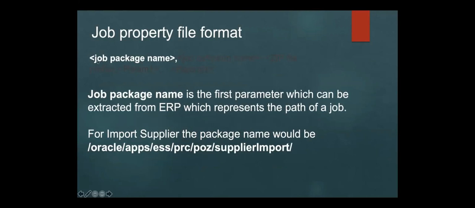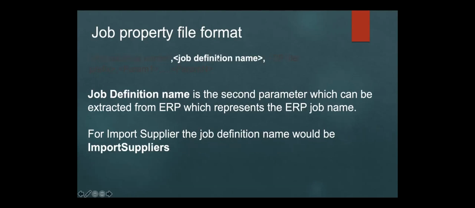So the properties file format is job package name as the first parameter, which can be extracted from the ERP and represents the path of a job. If you are trying to import supplier, the path will be /oracle/apps/ess/prc/poz/supplier/import. So this will be the complete value of your first parameter. The second parameter, the job definition name, can also be extracted from the ERP and represents the ERP job name. In case of import supplier, the second parameter value will be Import Suppliers.